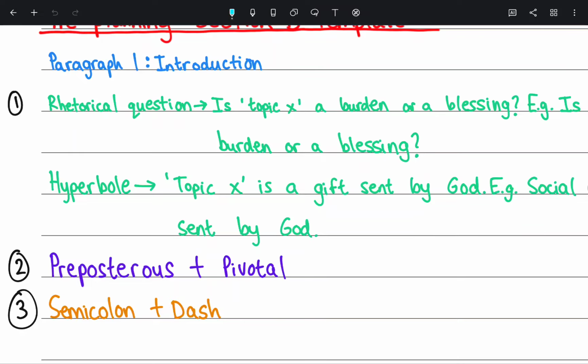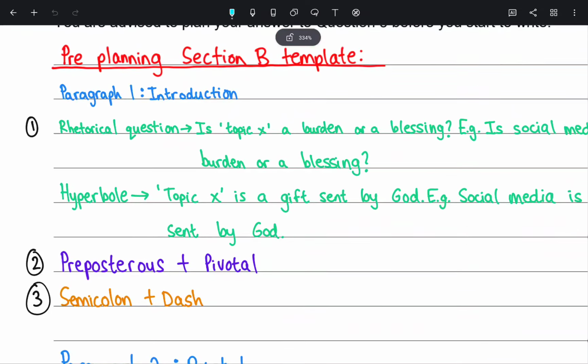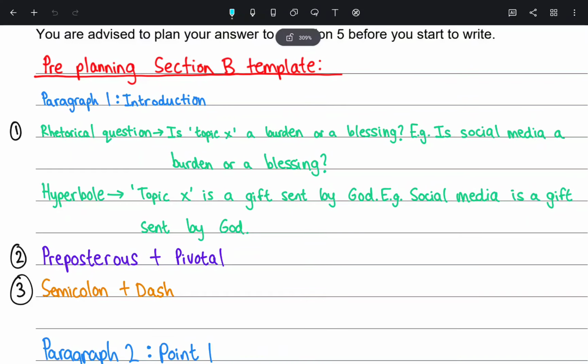So what I've done is, as you can see in the green, I've put some generic phrases that you can use where topic X is the topic given in the exam. So if it's social media, then you put social media, as you can see I put in the example. Or if it's, for example, let's say sports, I forgot to zoom out. So if it's on sports, then all you do is you change topic X to sports, things like that. So what you do is you memorize this and practice some questions based on my template. So take a screenshot of this for paragraph number 1.